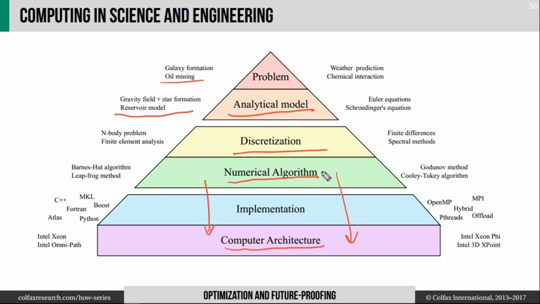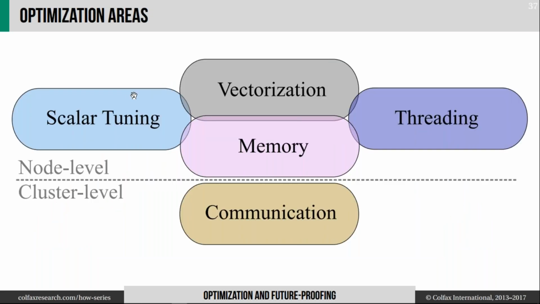We are going to talk about the last level in this pyramid. Given a numerical algorithm, implement it as a program in C, C++, Fortran, as close as possible to the underlying architecture. If we restrict the discussion to this level, then we can formulate a methodology for performance optimization that will produce modern code.